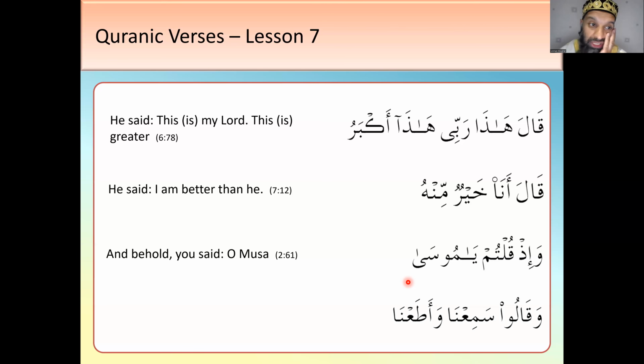وقالوا. Okay, look at your table. وقالوا. Remember the wow. Whenever you see a wow and an alif at the end, it's plural. So you've got to know what qala means. Qala means to say. So وقالوا means and they all said. Fantastic. They all said. That's right. And they all said. Good. Right. And they all said.